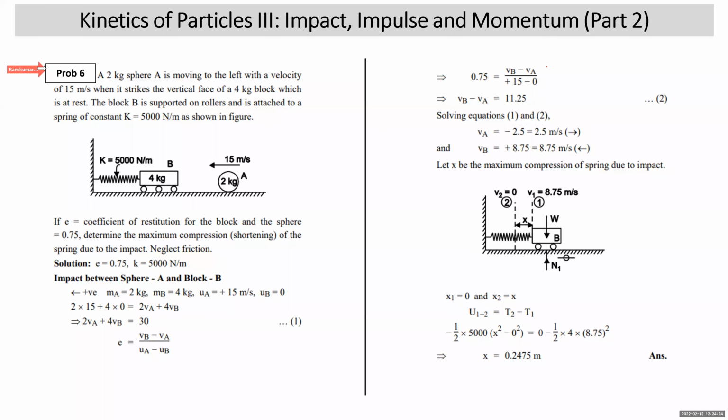Okay, move to next problem. That is problem number 6. A 2 kg sphere A is moving to the left with a velocity of 15 meter per second when it strikes the vertical face of a 4 kg block, which is at rest. The block B is supported on the rollers and is attached to the spring of constant K 5000 Newton per meter as shown.